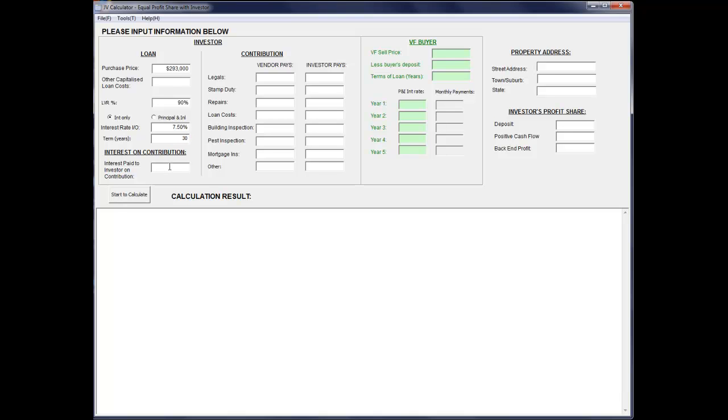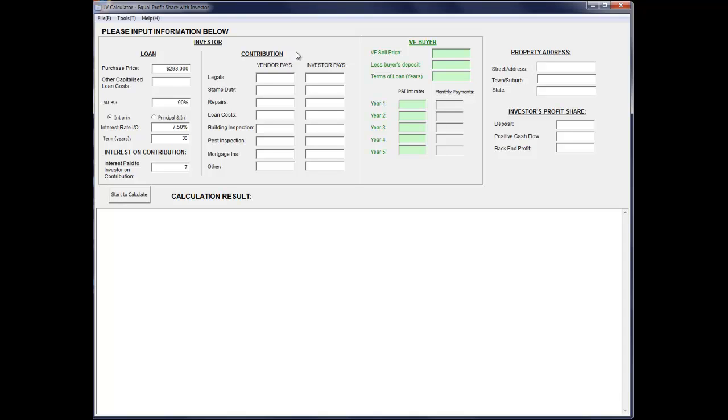Some people do and some people don't pay their investor a return on their contribution right from the beginning of the transaction. We happen to do that. We pay 7% to our investors on their contribution right at the beginning of the transaction. We also share the deposit, the positive cash flow and the back end profit over here. We do pay interest on the contribution right from the beginning on a monthly basis. If you don't, quite simply put in zero in that field right here.